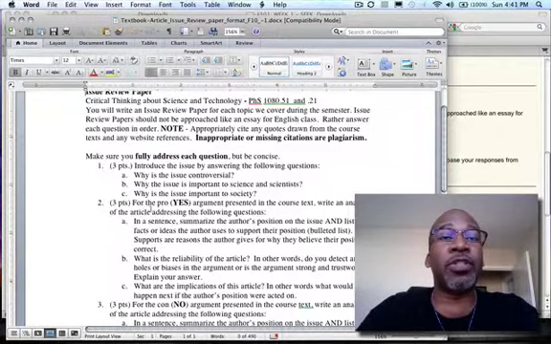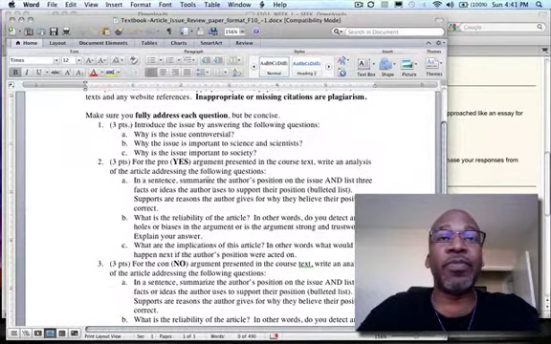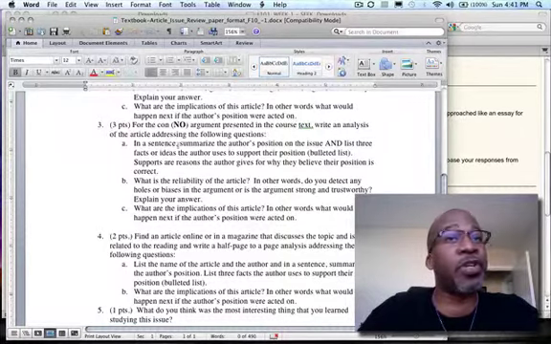Part 1, question 2: notice question 2 is for the yes argument. You have to answer all of the questions. Question 3 is for the no article.